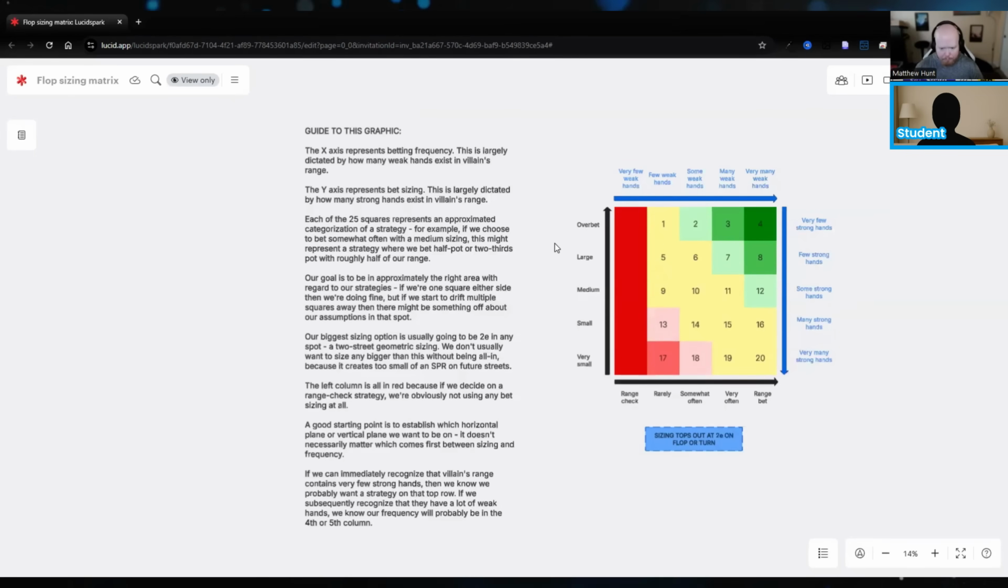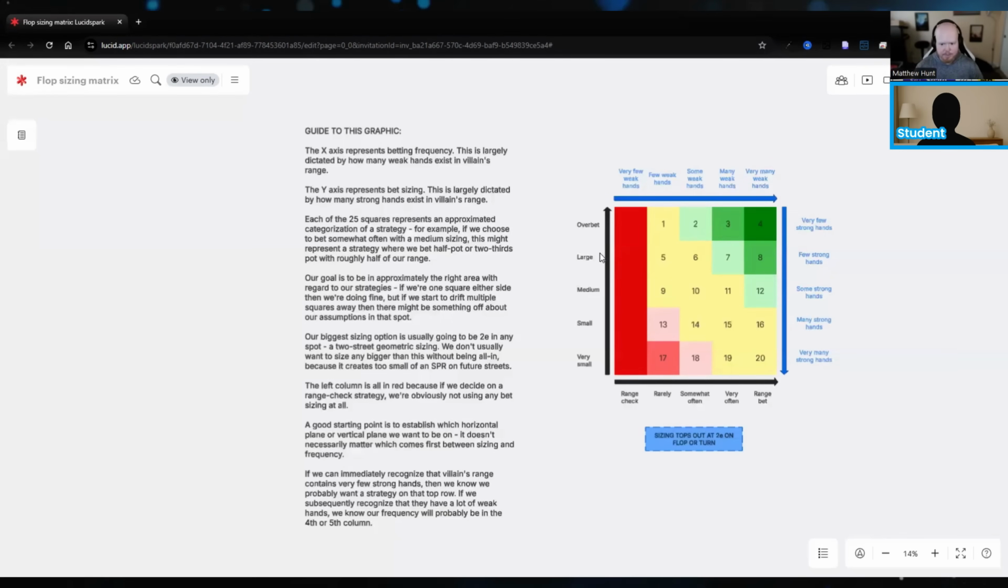So just to run you through how it's constructed, the x-axis, the horizontal axis here, represents the frequency that we're going to be betting. And this is mostly going to be dictated by how many weak hands exist in our opponent's range. If our opponent has a lot of hands that are trivially obvious folds, or weak enough that they just have to fold to even a small bet, then that's much more likely to encourage us to be betting at a very high frequency.